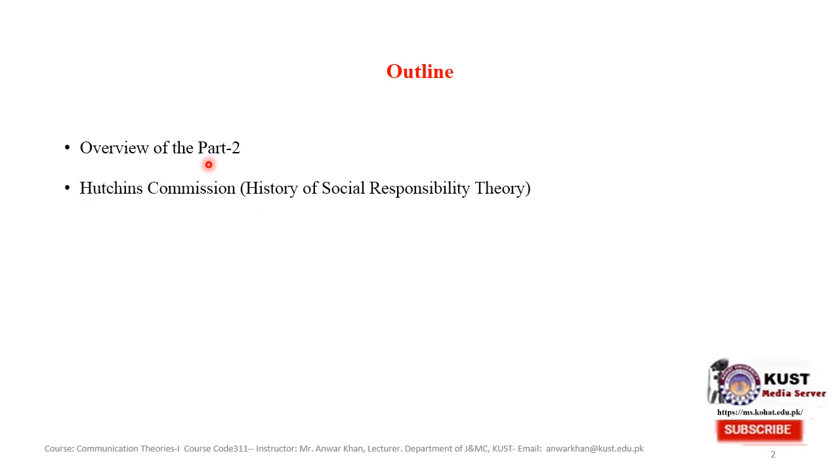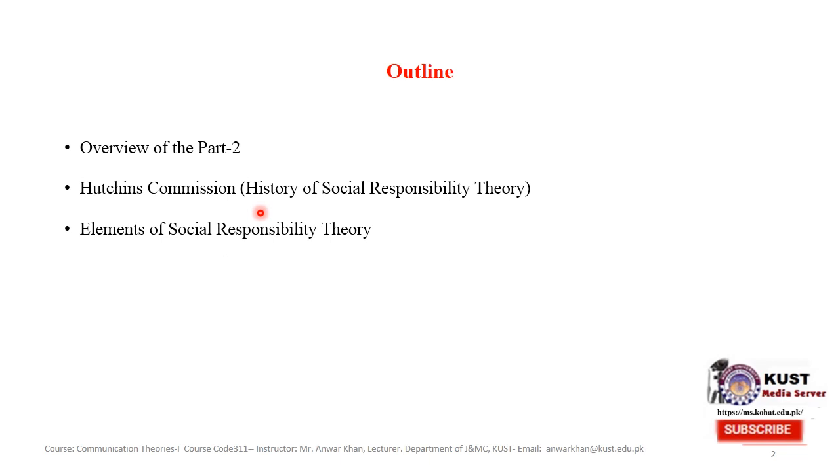Then we are going to have a look at the Hutchins Commission, which is in the form of the history of the social responsibility theory. Students of communication and media will come to know how the story of truth, balance and objectivity, the key elements which play a prominent role in the field of journalism and communication, got their births, right? How they came into being. So it will be in the form of the Hutchins Commission, or the history of the social responsibility theory.